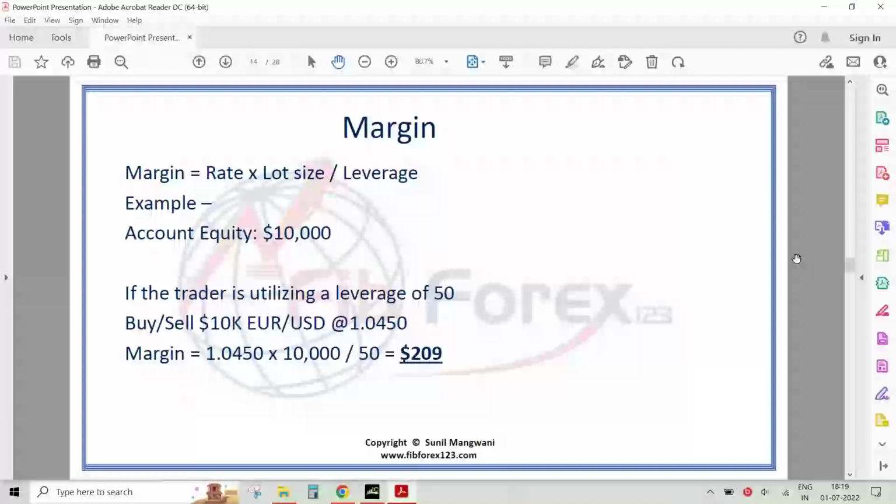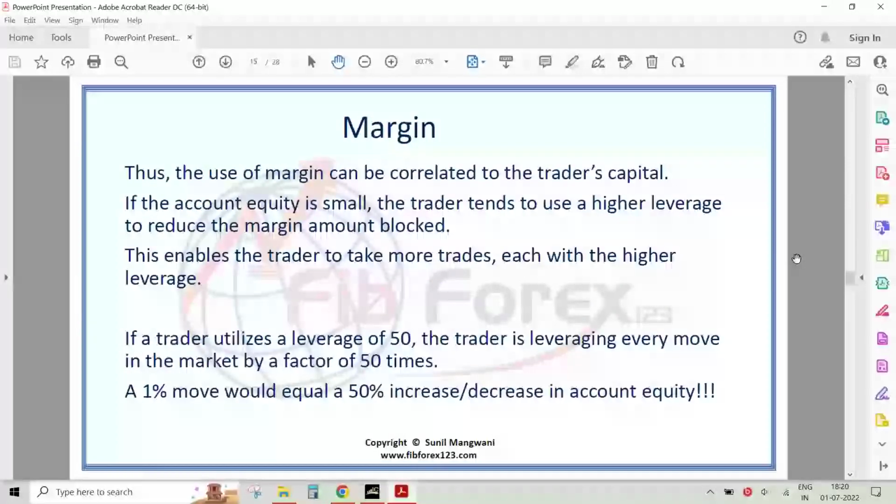So the same example, if I have a $10,000 account, now if I utilize a leverage of 50 times instead of the 10 times of the previous example, then as per the calculation, my margin is only $200. So only 2% of my capital is blocked up. This makes me very happy, right, as a retail trader. So the use of margin, or the use of leverage, can be correlated to the trader's capital. If the account equity is small, the trader tends to use a higher leverage to reduce the margin amount which is going to be blocked, which will enable the trader to take more trades, each with higher leverage.